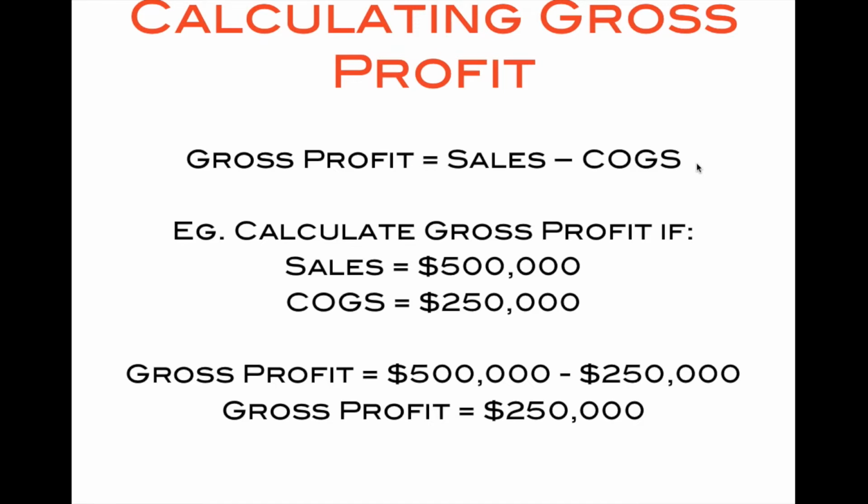We're going to move on now to calculating gross profit. So the formula for gross profit can be seen here. Gross profit equals sales minus cost of goods sold, which we just calculated earlier. So in this example, our sales, that's revenue from sales, is $500,000, and we figured out that our cost of goods sold is $250,000. Using the formula to figure out gross profit, we take our sales amount, $500,000, minus our COGS amount, $250,000, which gives us a gross profit amount of $250,000.